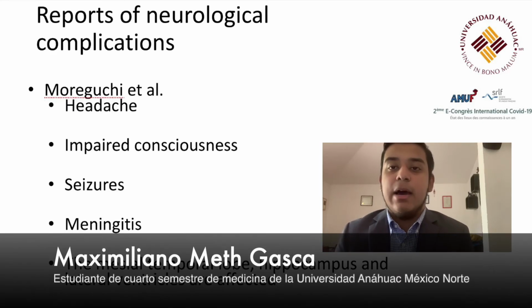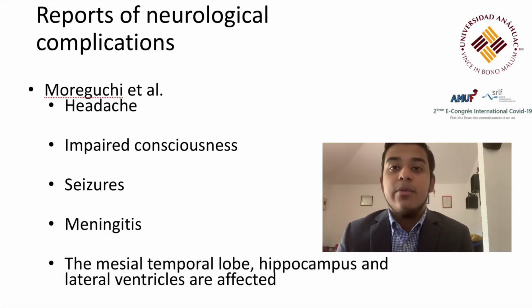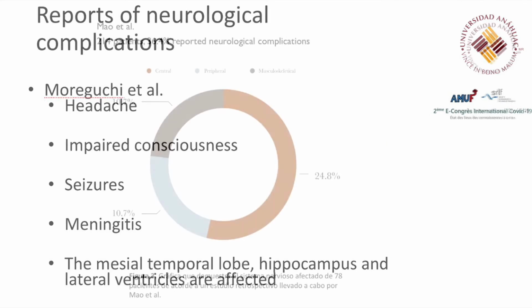Despite having many doubts about the neurological complications caused by SARS-CoV-2, some studies carried out have begun to show which have been the main ones. In the study carried out by Moreguchi et al., it was shown that patients could suffer from headaches, altered consciousness, seizures, and meningitis. In addition, it was possible to observe in a 34-year-old young man how there were affectations in the mesial temporal lobe, in the hippocampus, and in the lateral ventricle. The virus was identified in the cerebrospinal fluid.